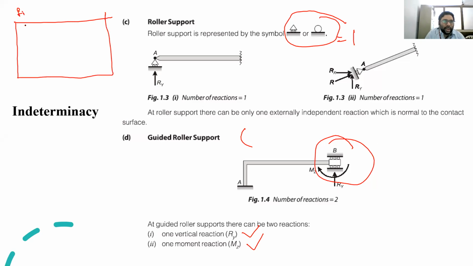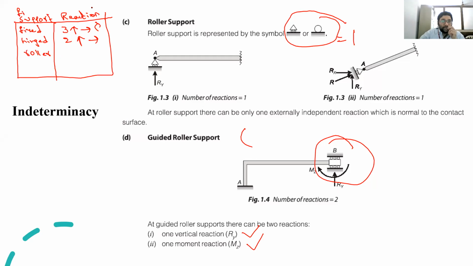So in this table, you have fixed support: three reactions. Fixed, three reactions; hinged, two reactions, that is vertical and horizontal. Here, vertical, horizontal, and moment.